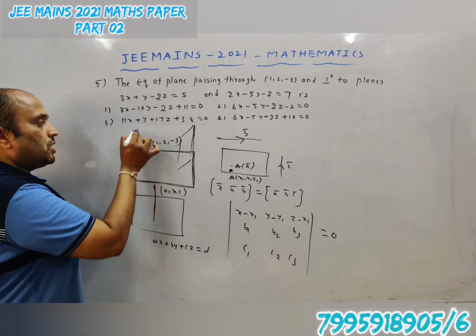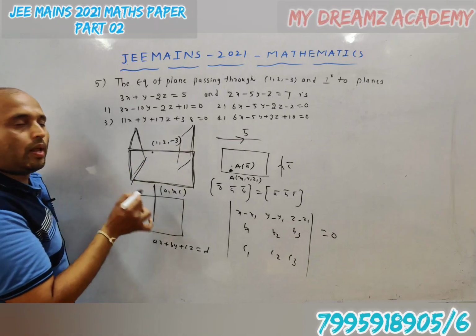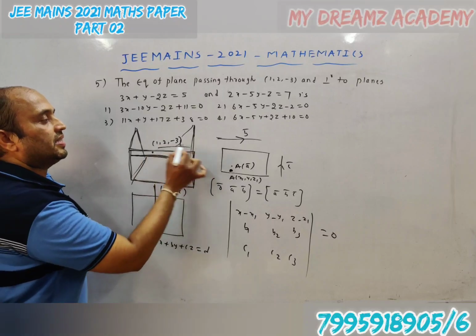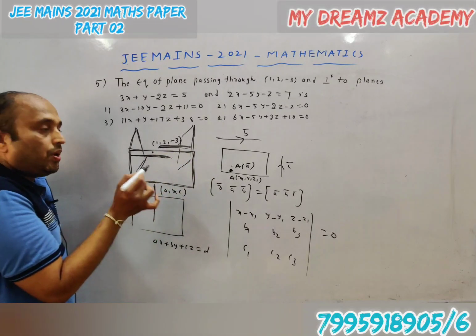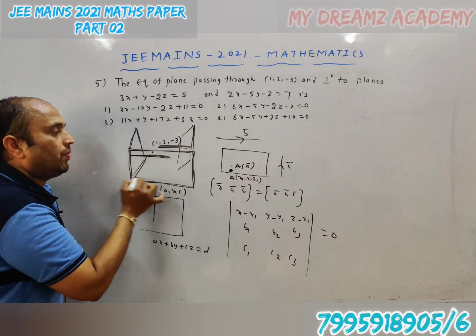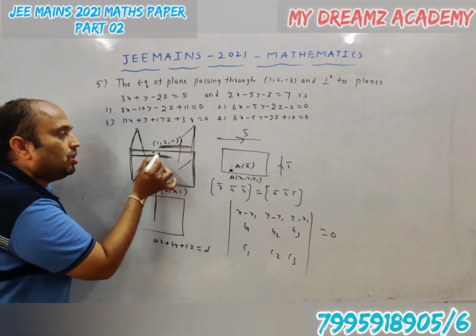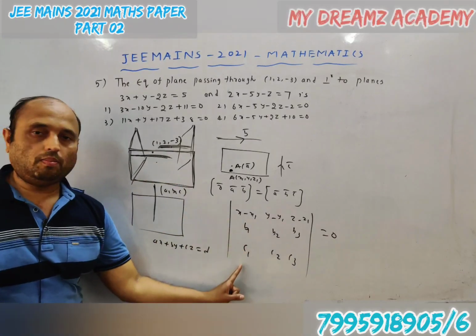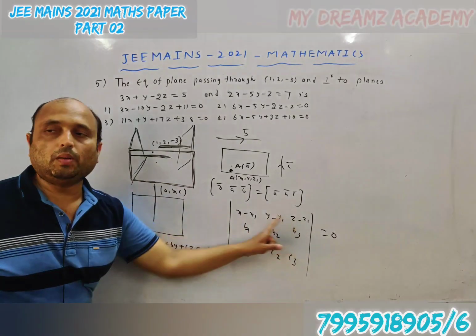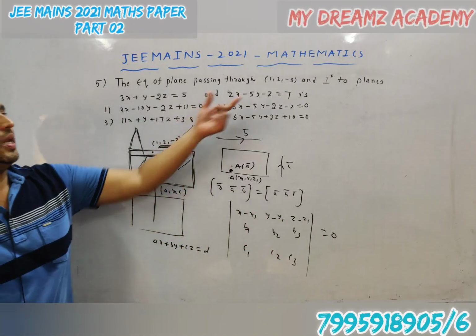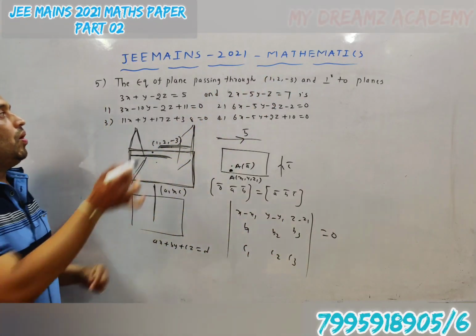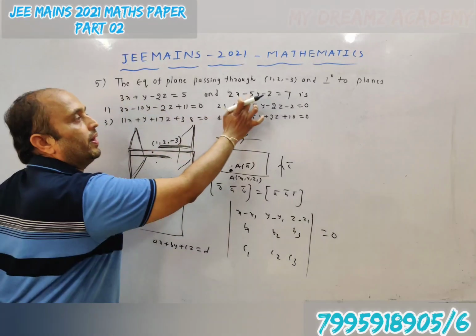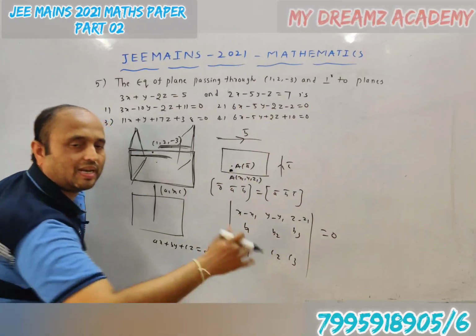We want to find the equation of the plane. This plane is perpendicular to these planes. Perpendicular means these are the direction ratios of the first plane and these are the direction ratios of the second plane. So our required plane is parallel to these two. That's why just substitute in this formula: take the required point for x1, y1, z1 and the perpendicular planes, whose direction ratios are 3, 1, minus 2 and 2, minus 5, minus 1. Substitute in this place and we will get the answer.